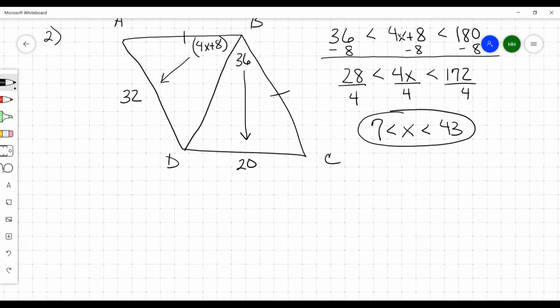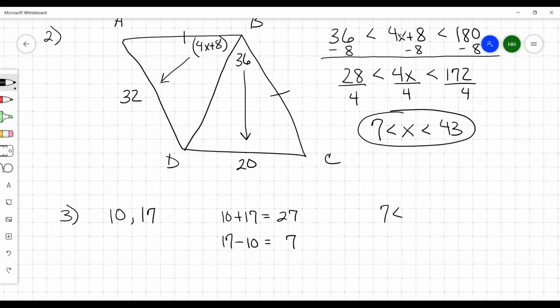Problem number 3. Two sides of a triangle have lengths of 10 and 17. What must be true about the length of the third side? Remember, we take the 10 plus the 17, and that equals 27. Then you take the 17 minus the 10, and that equals 7. So 7 is less than x, which is less than 27. The third side has to be greater than 7 and less than 27.